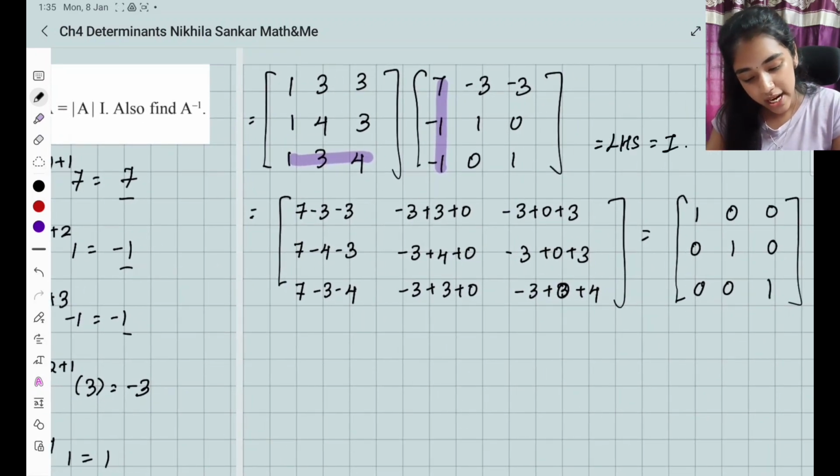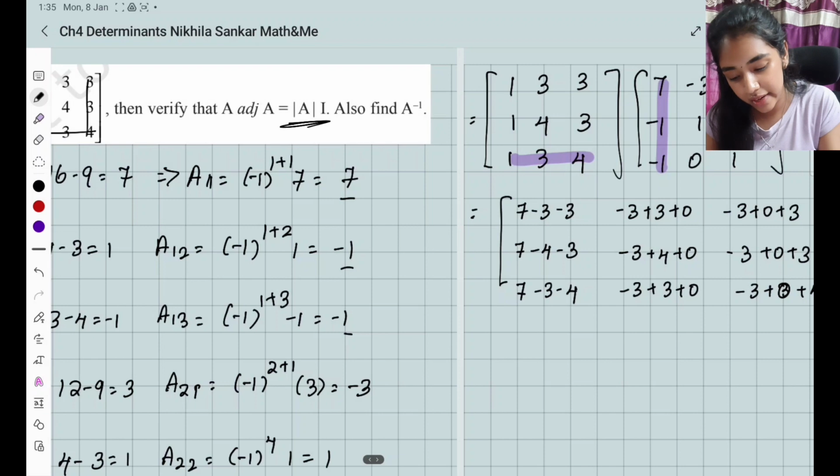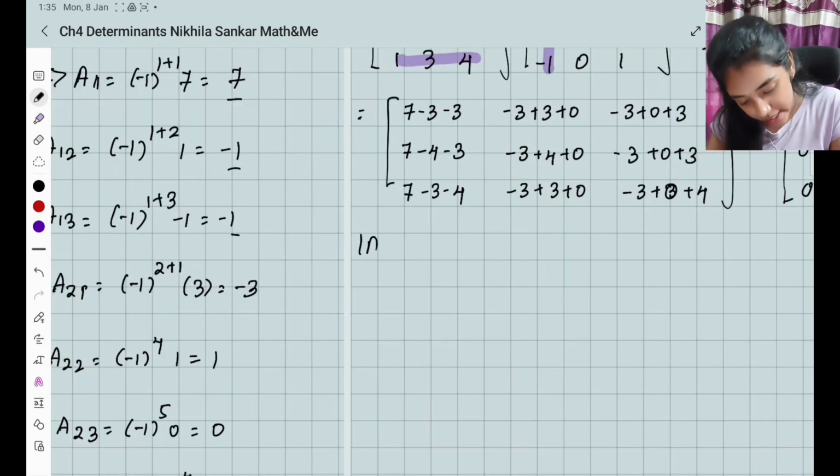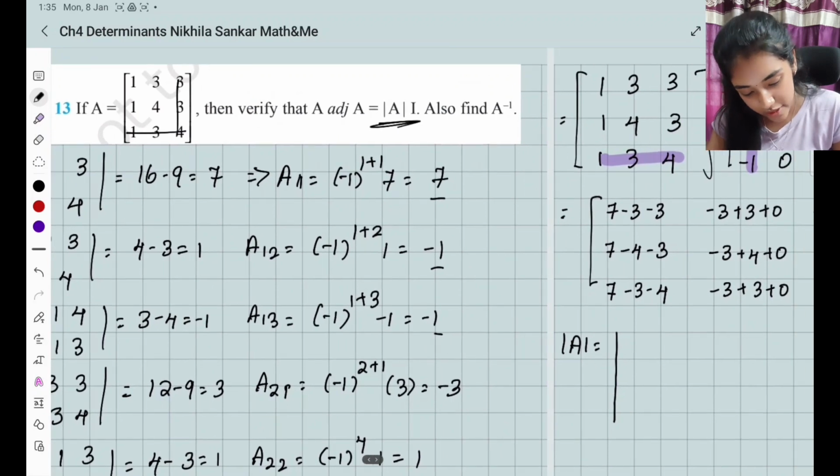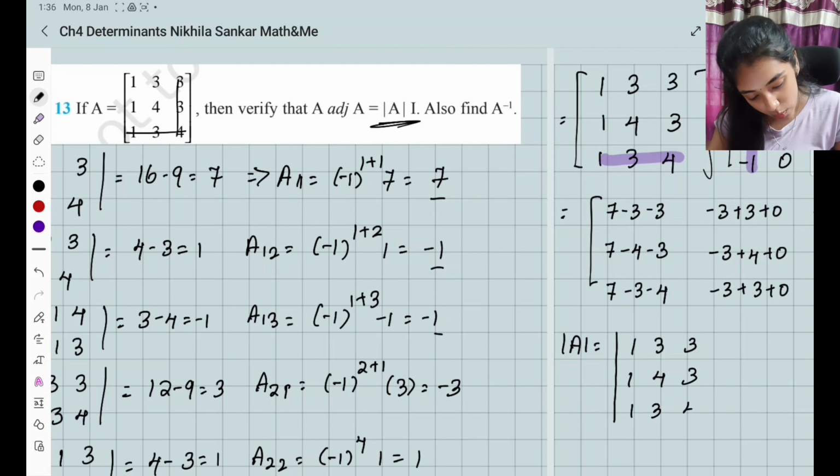So LHS equals identity matrix. Now what are they asking on the RHS? I have to find the determinant of A. So next, determinant of A, this is a very long question but it's very easy. Now what is the determinant of A? First what is A? 1 3 3, 1 4 3, 1 3 4.